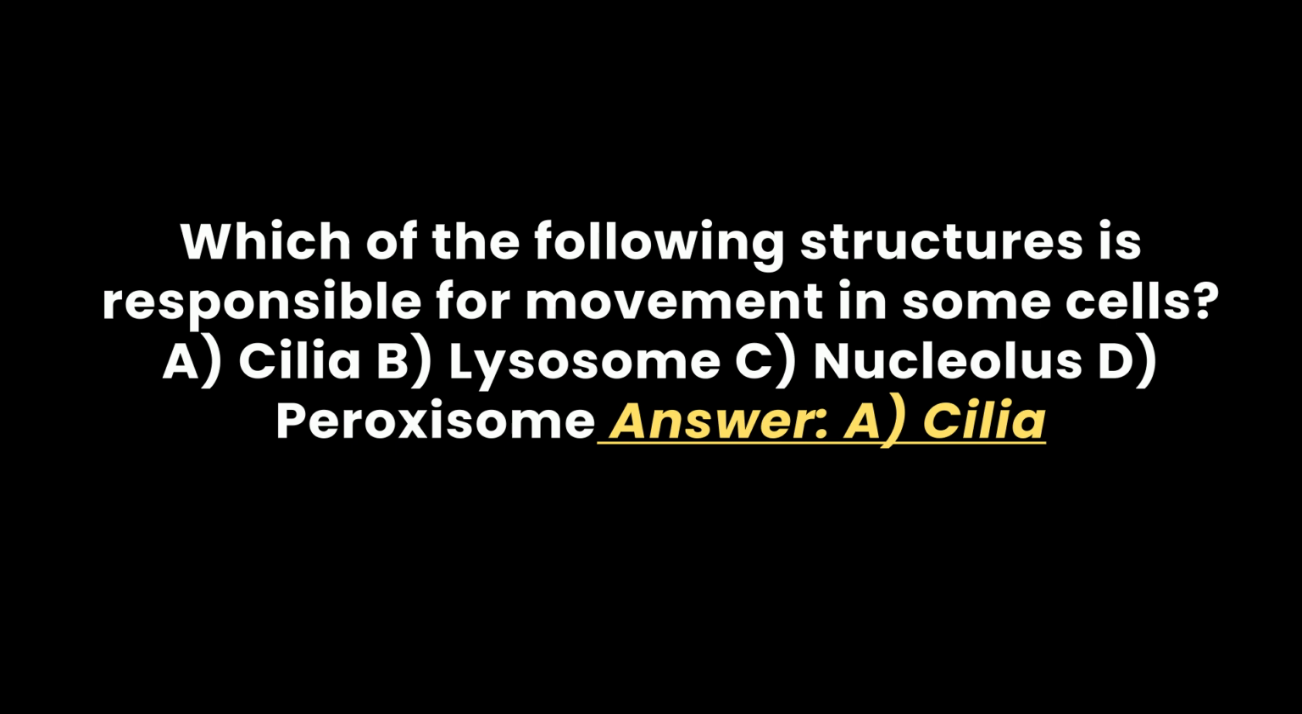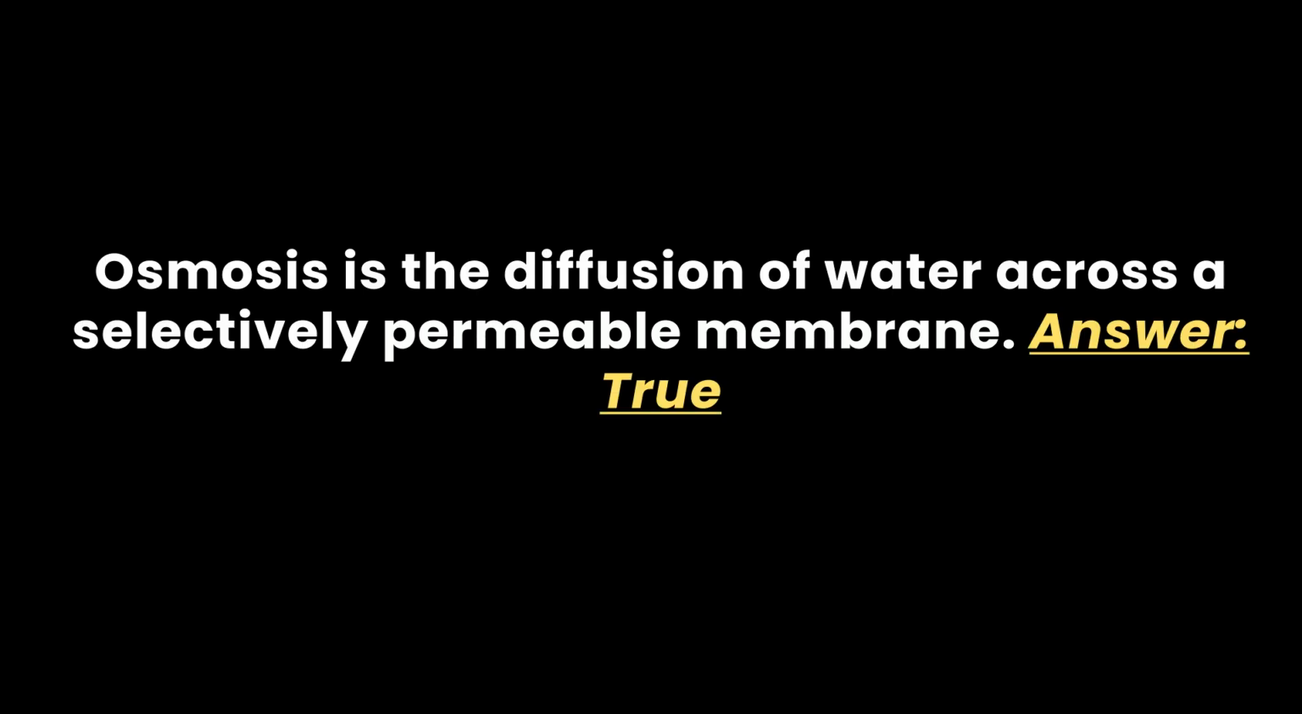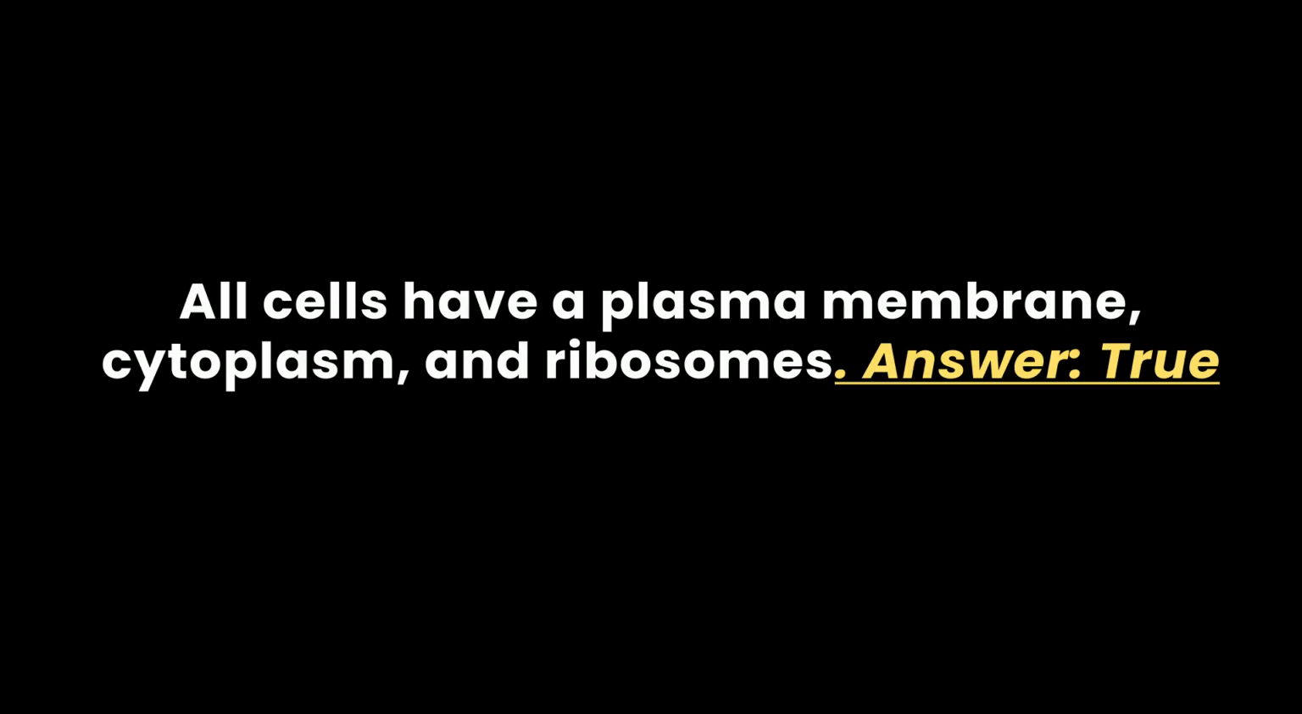A. Cilia. B. Lysosome. C. Nucleolus. D. Peroxisome. Answer: A. Cilia. True/false questions. Osmosis is the diffusion of water across a selectively permeable membrane. Answer: true. All cells have a plasma membrane, cytoplasm, and ribosomes.